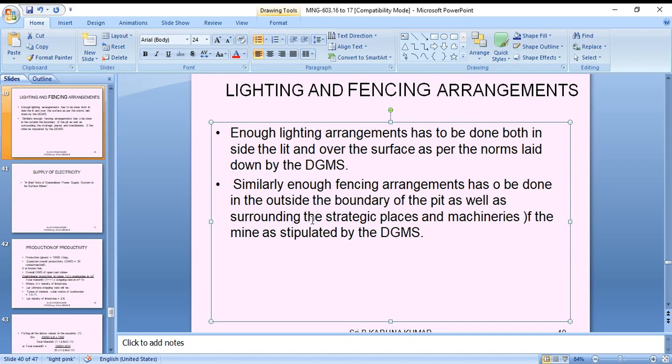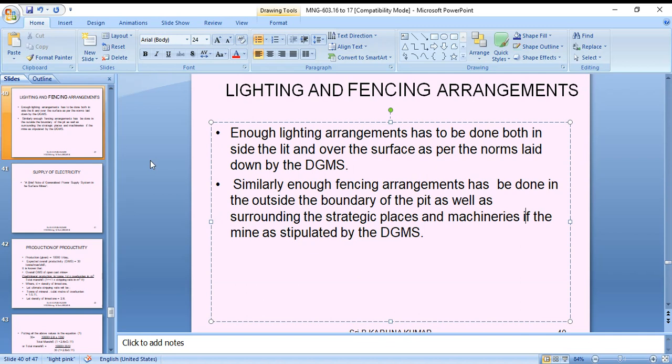Similarly, enough fencing arrangement has to be done in the outside boundary of the pit as well as surrounding the strategic plant and machinery, if the mine has been stipulated by the DGMS.